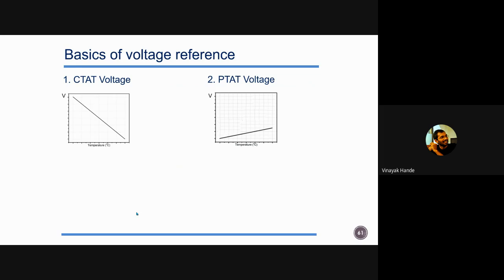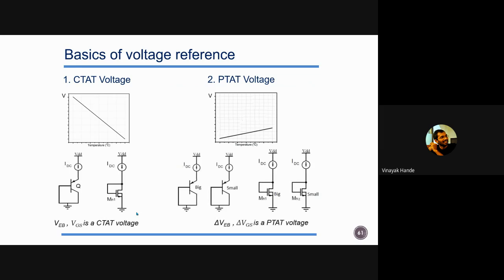It is already done, right? And how to generate a CTAT voltage. As we said, we can use VBE for generating the CTAT voltage, or we can also use VGS for a CTAT voltage, if I'm using only transistors or CMOS to design a voltage reference.